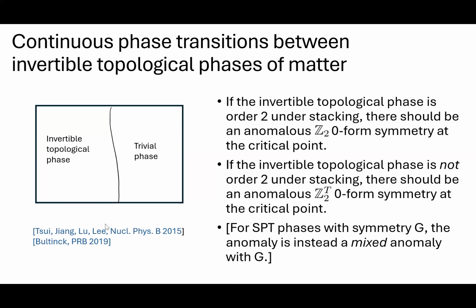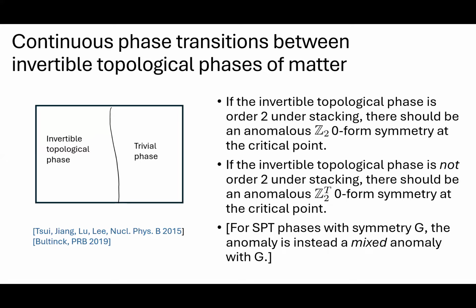And so there are some papers that looked at this question. And the idea is that there should be an emergent symmetry at the phase transition. The details actually depend on whether the topological phase is order 2 or not order 2 under stacking. The order 2 case is kind of the simplest one to think about because that's where you get an emergent Z2 zero form symmetry at the critical point. So that's at the critical point between these two phases. Otherwise, it's anti-unitary symmetry. And so this is the case of invertible topological phase. You can also think about the case where you have a symmetry protected topological phase. Then you have the same statements, except that the anomaly will be a mixed anomaly with the protecting symmetry.